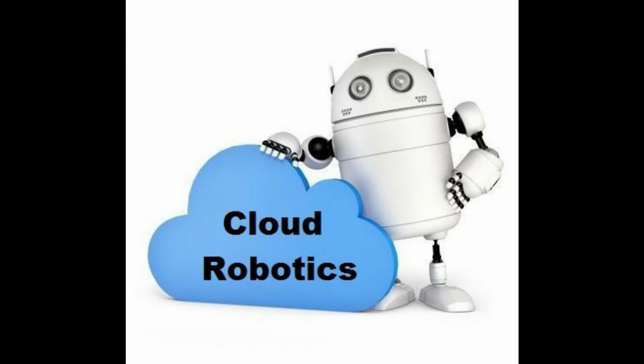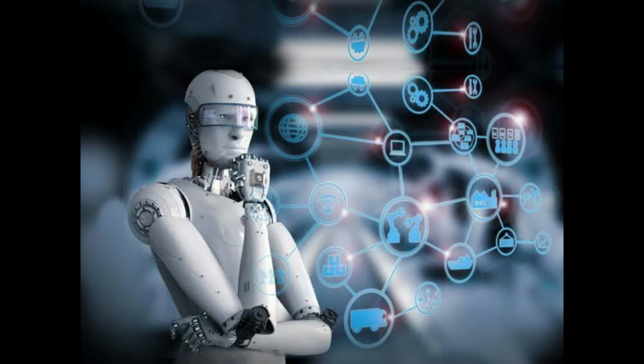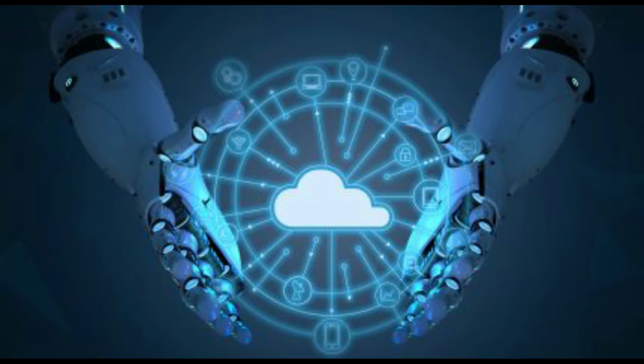The brain consists of a data center, knowledge base, task planners, deep learning, information processing, environment models, communication support, etc. Its applications include autonomous mobile robots, cloud medical robots, and industrial robots.